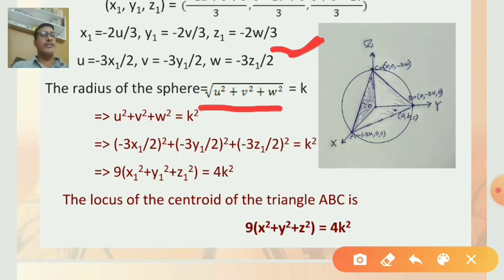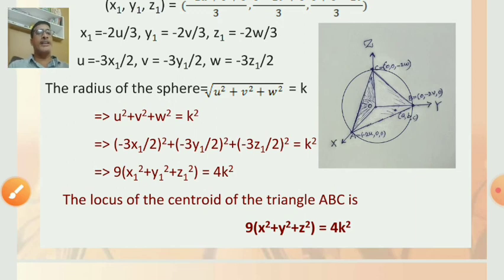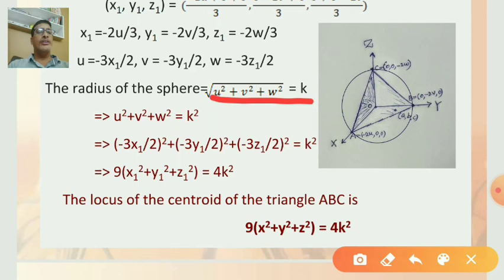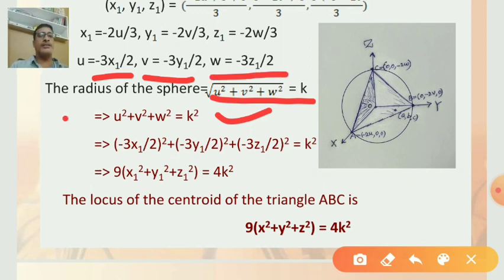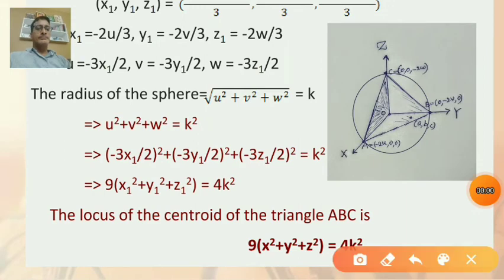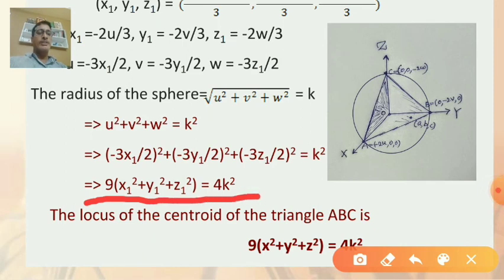Therefore, it is given in the hypothesis that the radius of this sphere is k. Therefore we can equate root u square plus v square plus w square is equal to k. So on squaring both sides we get u square plus v square plus w square is equal to k square. By substituting u is equal to minus 3x1 by 2, v is equal to minus 3y1 by 2 and w is equal to minus 3z1 by 2 in this relation, on simplification we get 9 into x1 square plus y1 square plus z1 square is equal to 4k square.